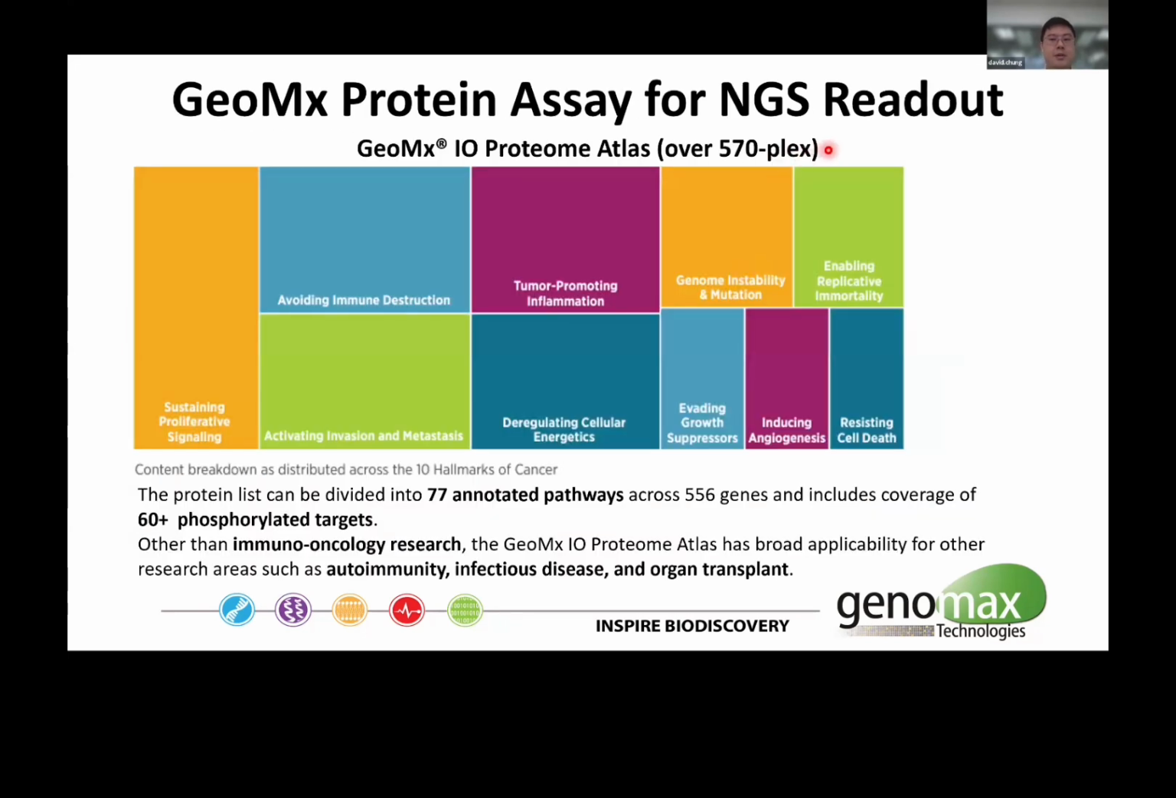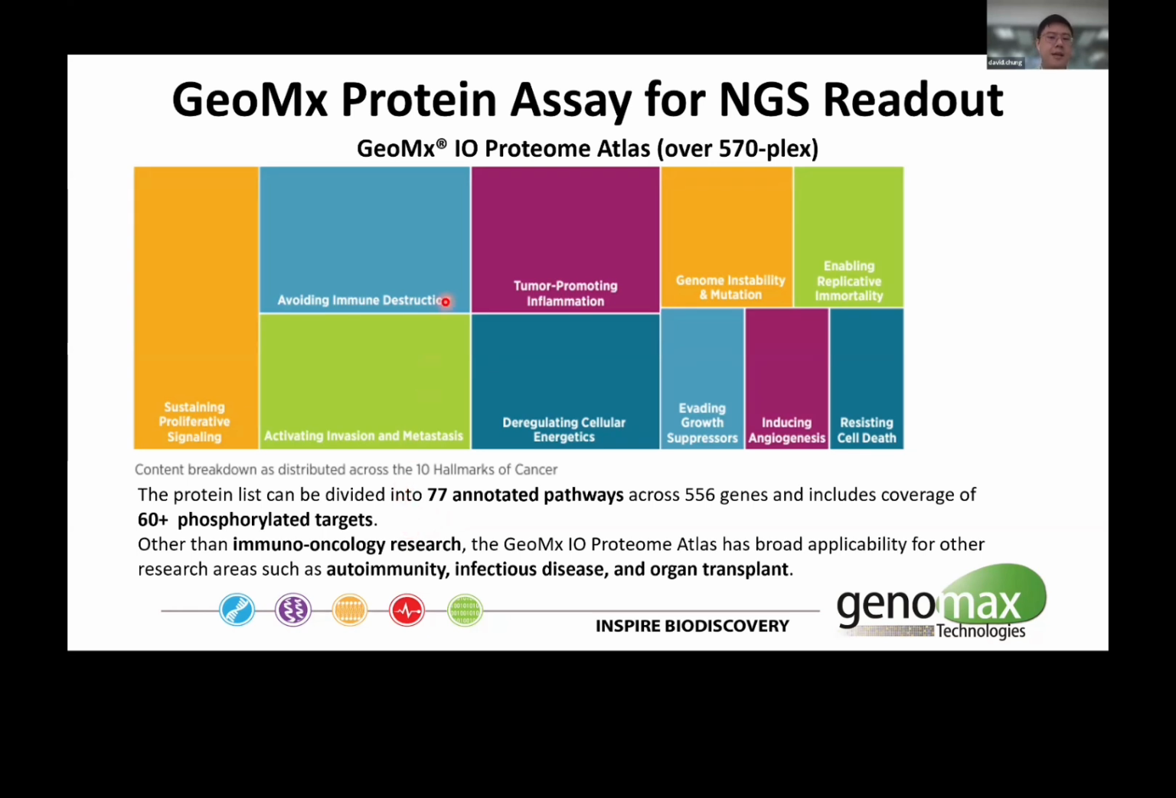And more recently, they also came out with a much larger protein expression panel, over 570-plex, which is called the IO Proteome Atlas. IO stands for immuno-oncology. So here are the group of proteins that are included in the panel. So the protein list can be divided into 77 annotated pathways across 556 genes, and also includes coverage of more than 60 phosphorylated targets.